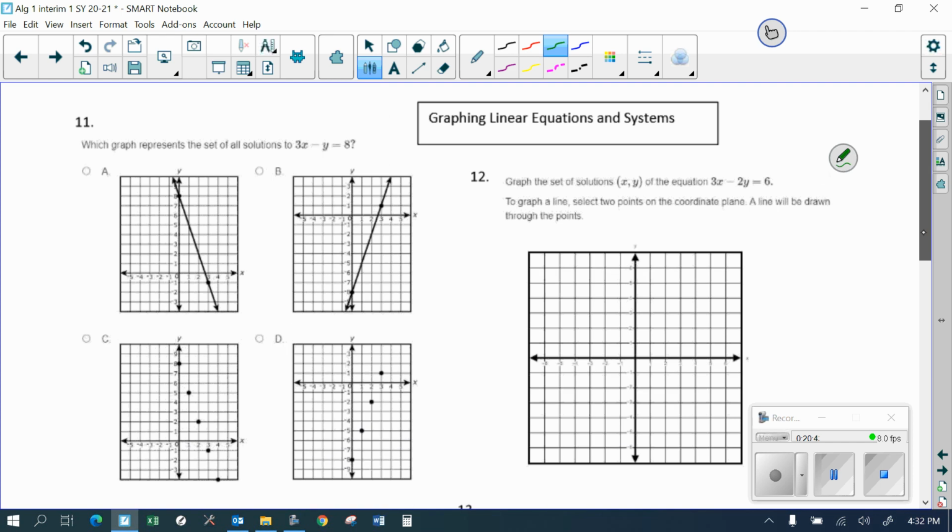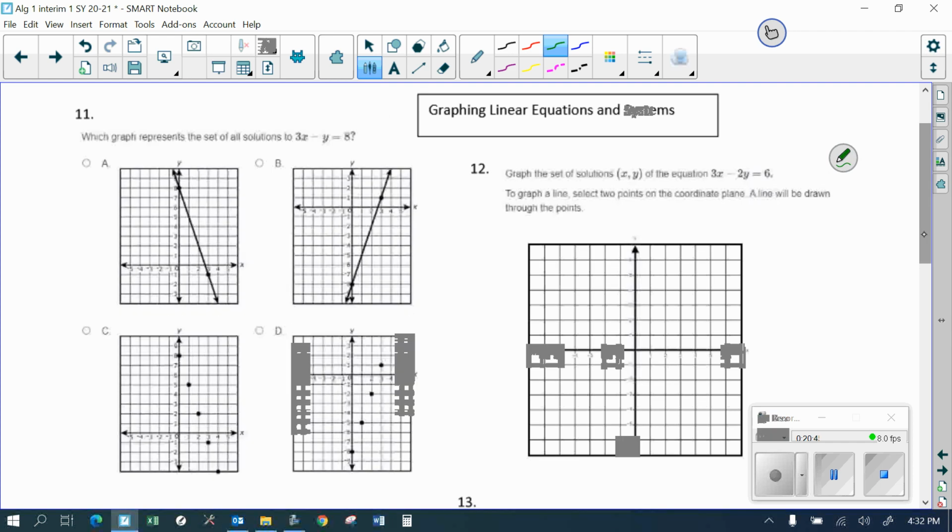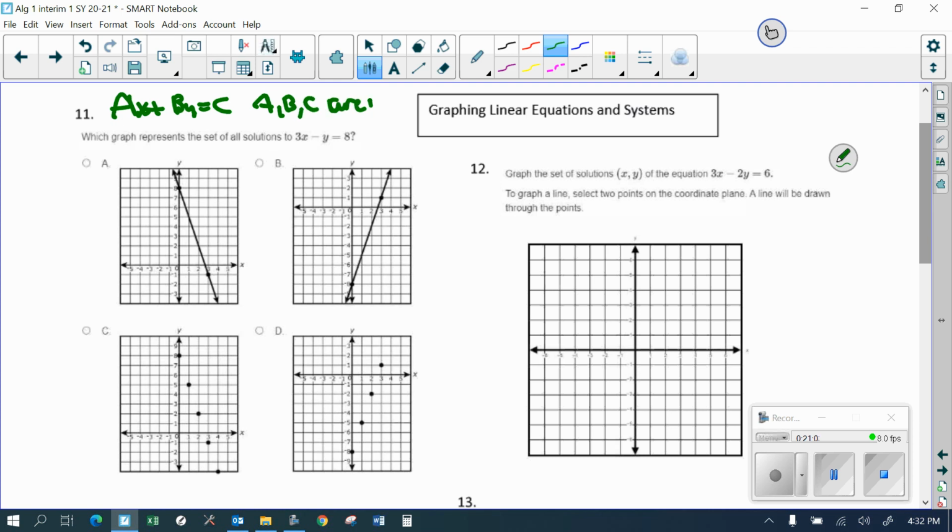All right, next one. Which graph represents a set of all solutions? So this is standard form. Remember, Ax plus By equals C is standard form. You need to know your vocabulary. A, B, and C are integers, not fractions, and A is greater than 0. Those are the conditions for standard form.